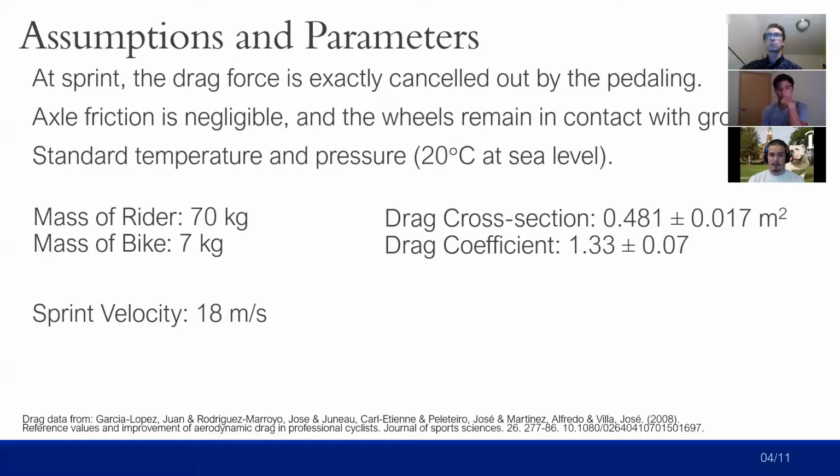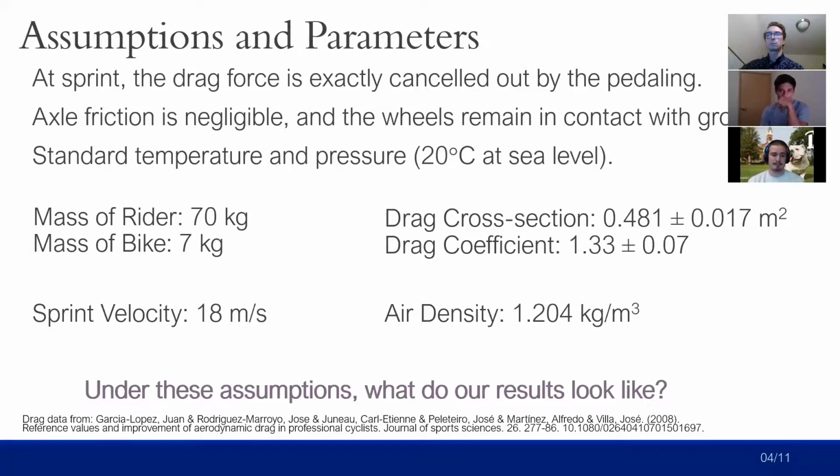Next, we make an assumption on how fast the bikers are moving at that sprint velocity, at which point we're going to be implementing our model when they do the bike throw. And finally, for the force due to drag, we have to also note the density of air, which is 1.204 kilograms per meter cubed. So what do our results look like when we apply these assumptions to our model?